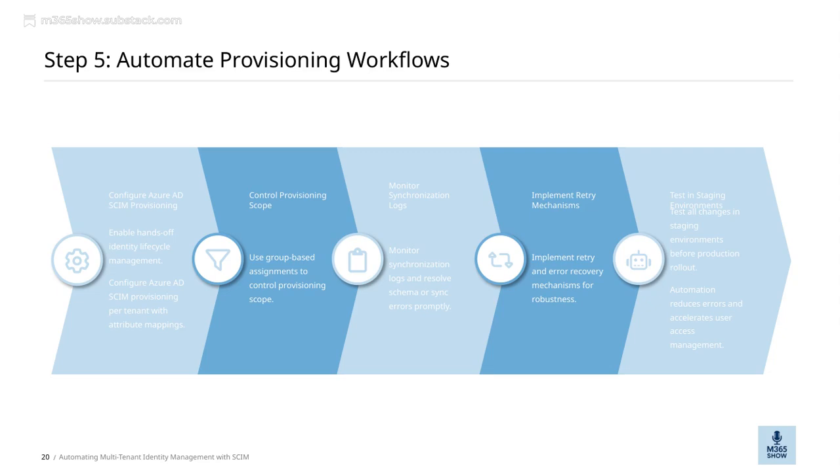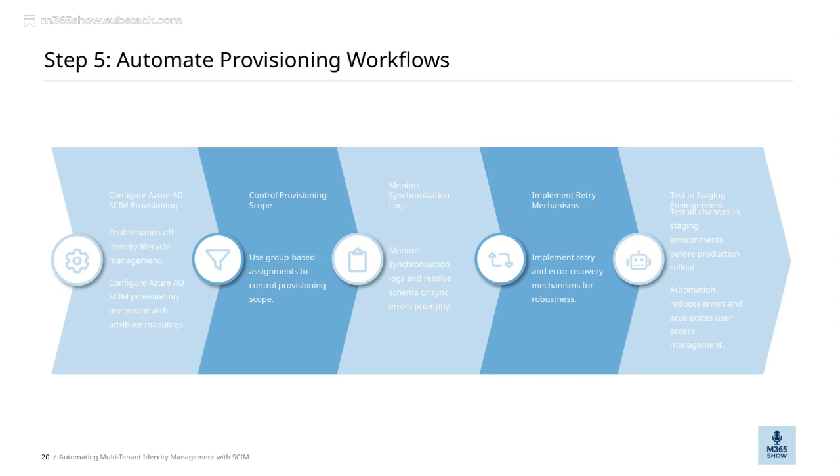Next, we want to implement retry and error recovery mechanisms. These are vital for robustness because they allow the system to handle transient issues gracefully without manual intervention. Monitoring synchronization logs is also key. By regularly reviewing these logs, we can quickly identify and resolve schema mismatches or synchronization errors, keeping our identity data accurate and consistent.